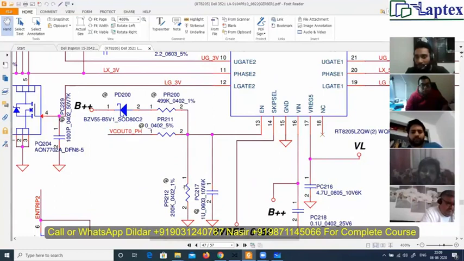This is a voltage divider. Then this signal is going here. But these all are at the rate. Can you see it? These all are at the rate, which means these components are not there in the board.